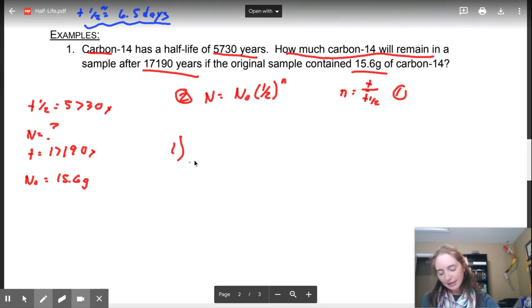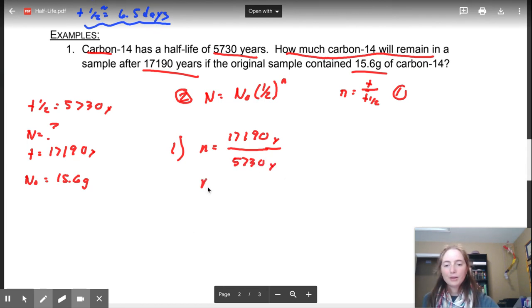So your first step, ladies and gentlemen, is we're going to calculate little n. I've already written my equation up here. We have our total time of 17,190 years, and the half-life is 5,730 years. Once you divide this by this, you wind up with 3 half-lives having passed.